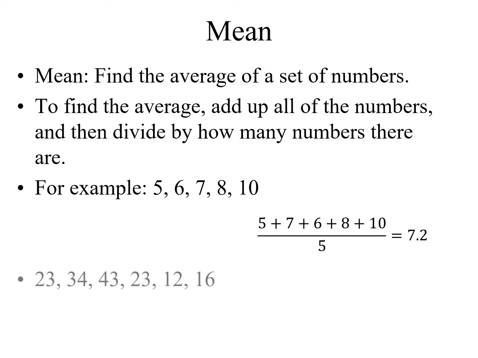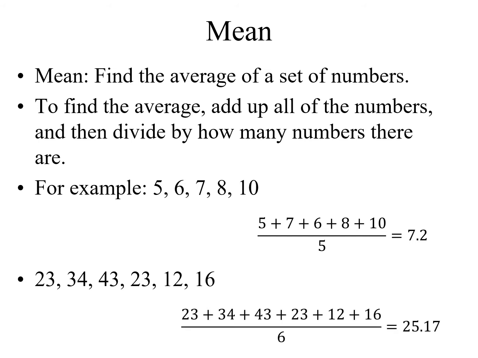Let's try one more here. Here we got 23, 34, 43, 23, 12, and 16. So I want to add all 6 of those numbers up. When I add them all up and divide by 6, in this case I get 25.17. So I get a longer decimal, but just round to 2 decimal places, and that's all I will be expecting. This is the average. If this was like the average test score, it was 25.17 points. It just depends on what it is. It doesn't necessarily have to have a characteristic, but it's just something you should be able to calculate pretty easily.